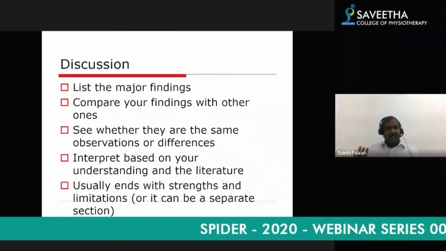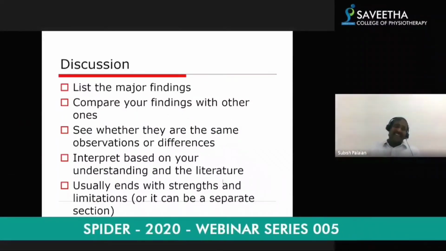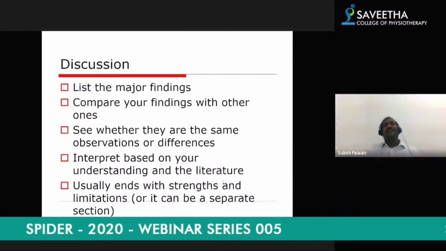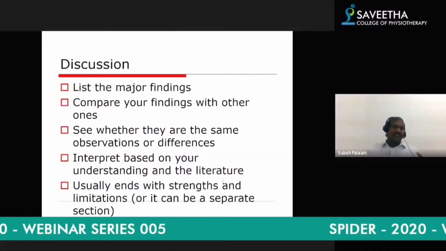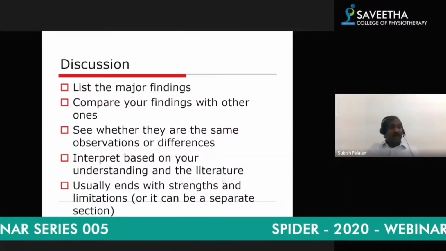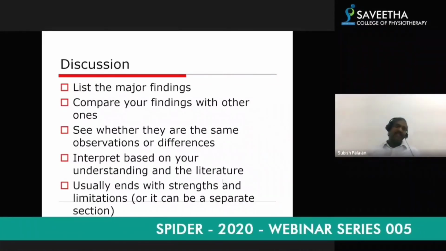Or sometimes you have got 25 important observations. You need not discuss all. In those 25, you look at which are the most important observations. Those observations you can discuss. So this is about the discussion, an important point, and normally students find it difficult to write the discussion.